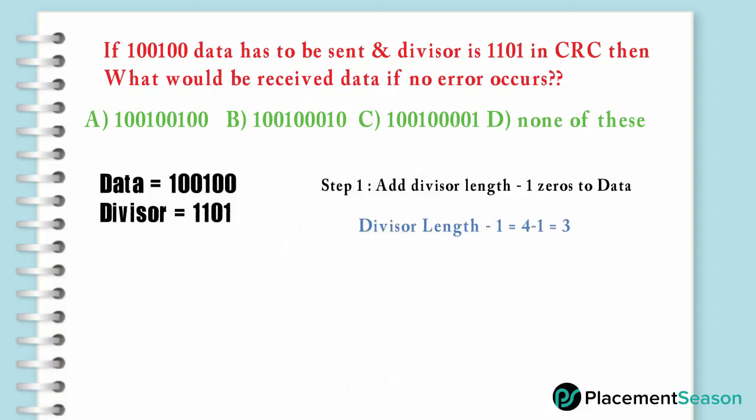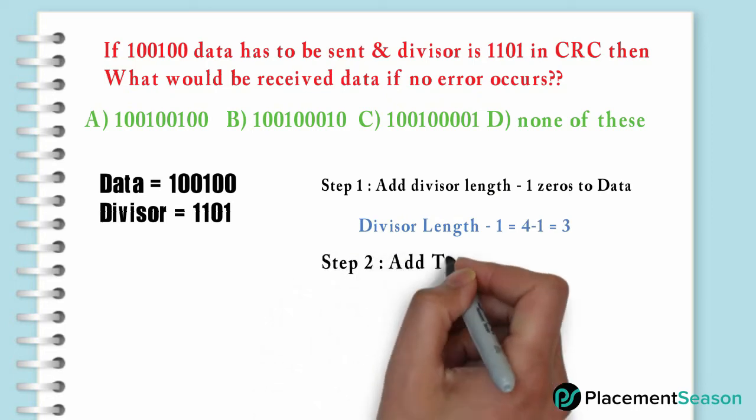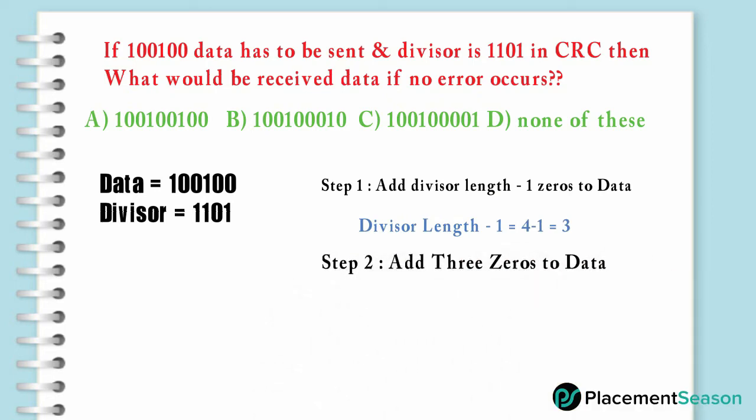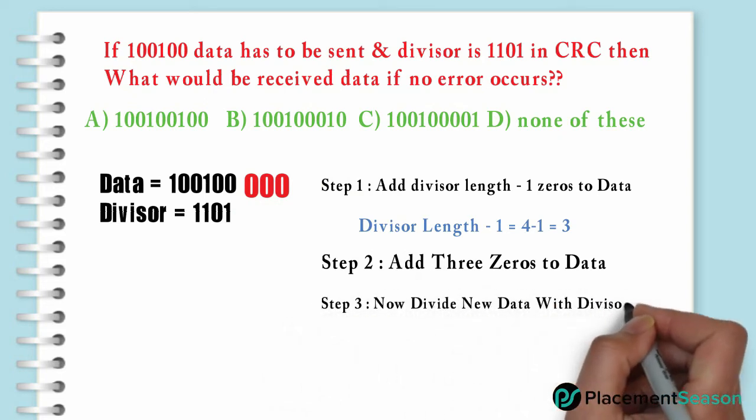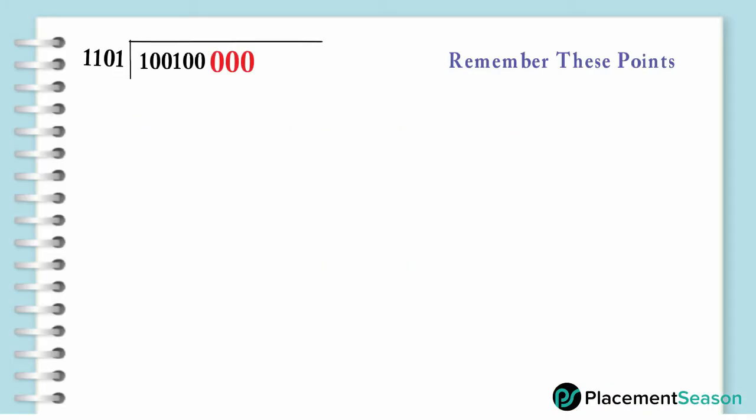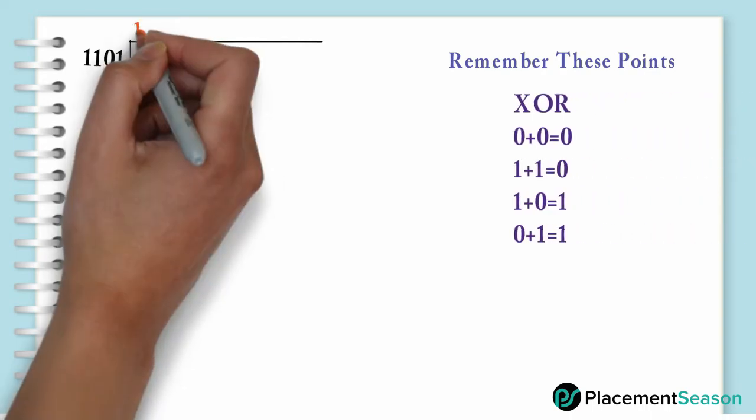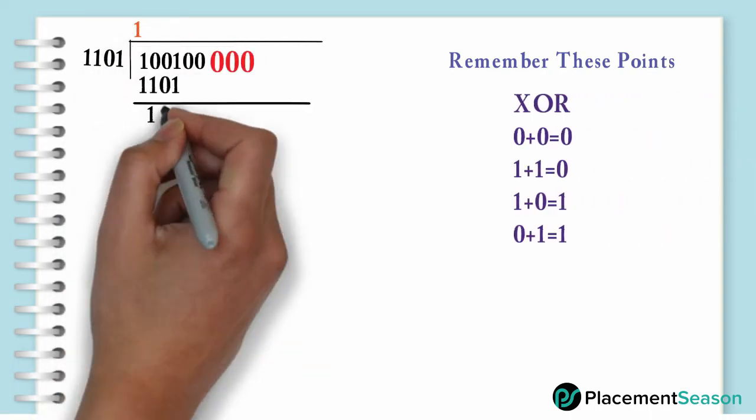First step, calculate divisor length minus 1. Second, add that number of zeros to the given data. And last, divide the newly obtained data with the given divisor. While dividing, remember some rules of XOR, and solve the division.